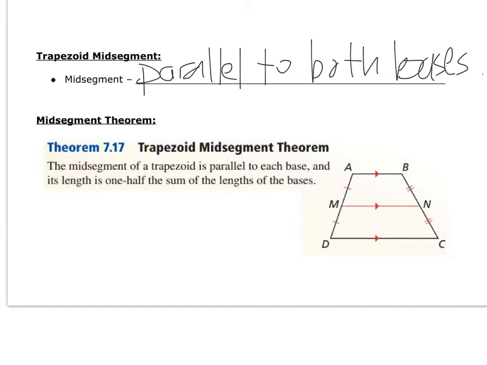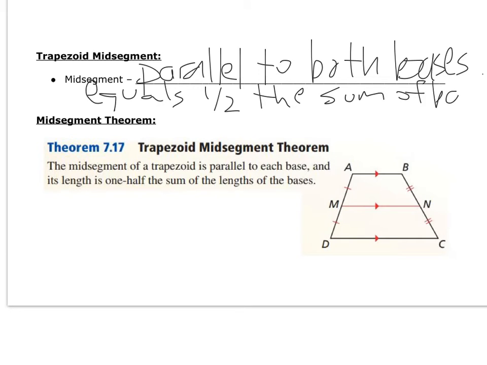Parallel to both bases, and it equals half the sum of the bases. Now, what does it mean when we say the sum of something? That's right, that means we've added stuff together. So if I have two bases, and whatever they add up to, I just divide it by 2, and it gives me the midsegment.